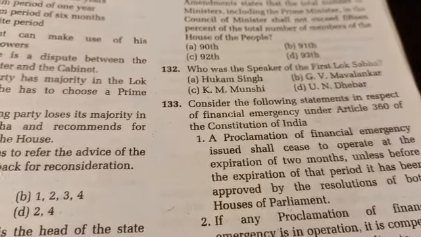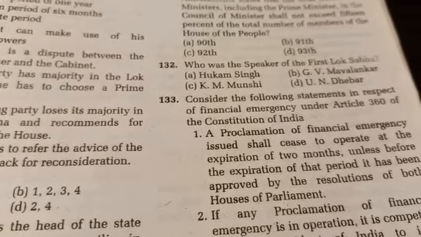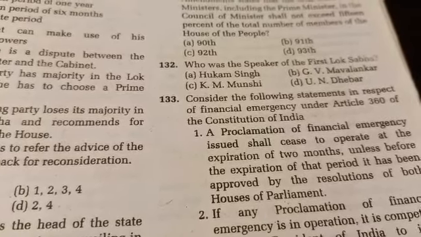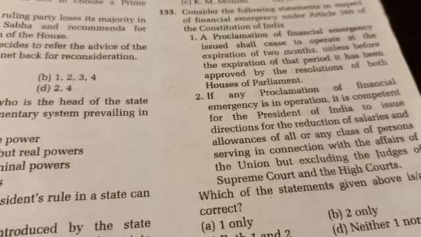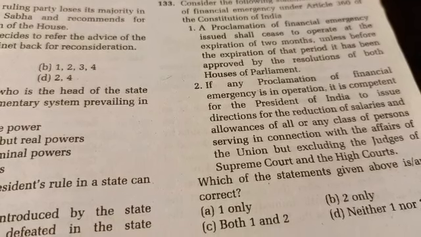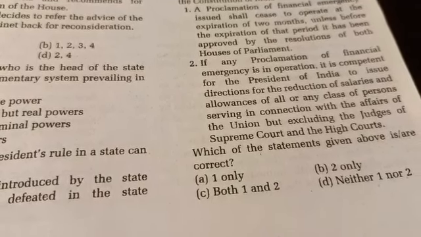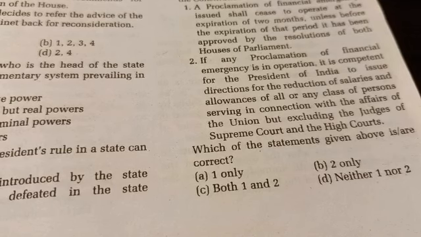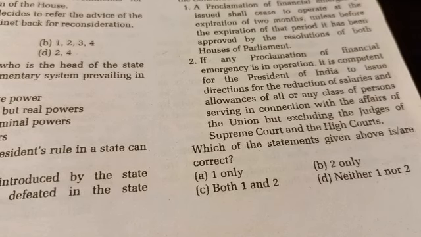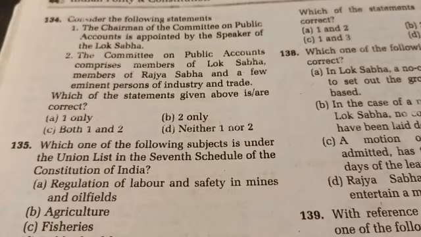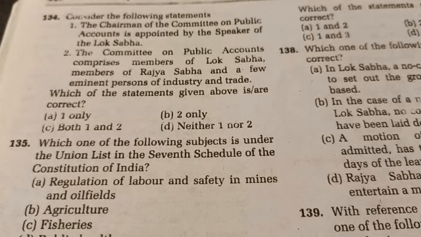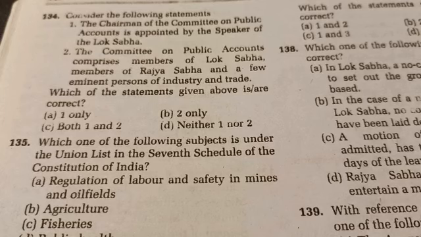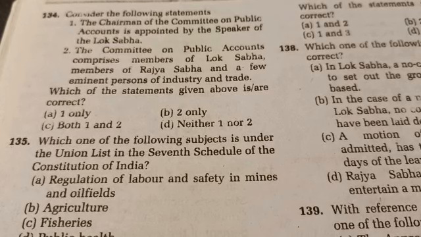Question number 133. Consider the following statements in respect of financial emergency under Article 360 of the Constitution of India. And the right answer is option A, one only. Consider the following statements. Question number 134. The right answer is option A, one only.